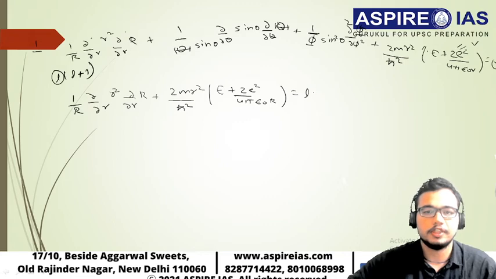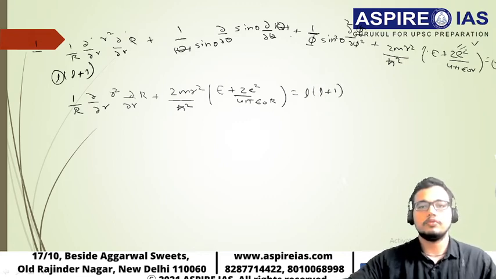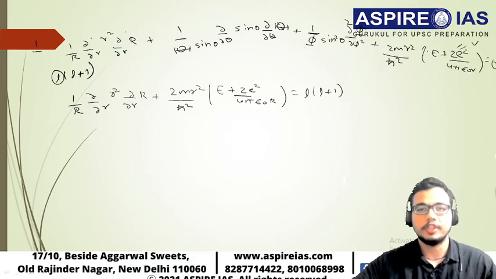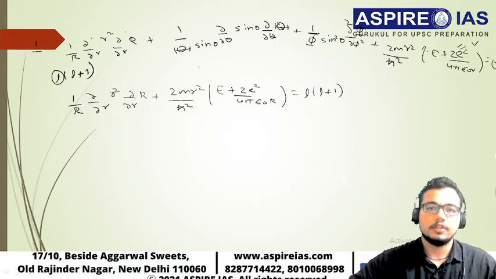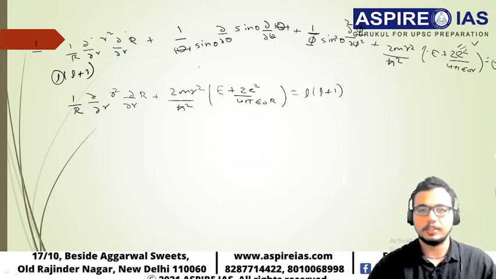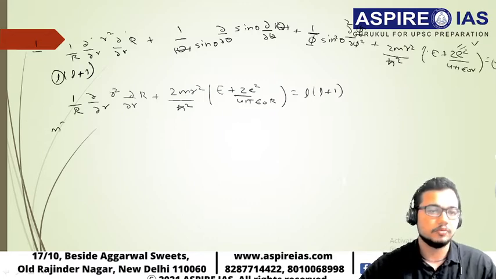This one we had equated with L into L plus 1. Now we get another equation in the form of theta and phi. What we will be doing in the next step is separating theta and phi components, one side theta and one side phi, and comparing it with m square. Here m is the magnetic quantum number.